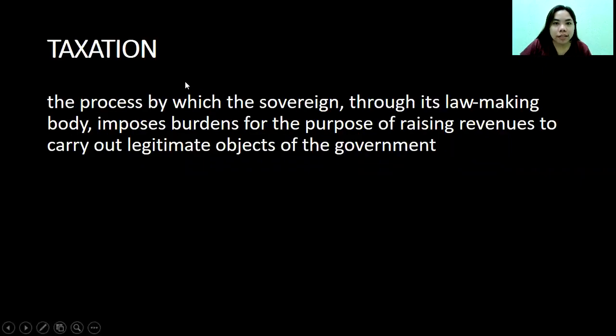So, first, what is taxation? Taxation is the process by which the sovereign, through its lawmaking body, imposes burdens for the purpose of raising revenues to carry out legitimate objects of the government. This is the process of the government in order to generate revenues, to raise revenues for public purpose. So, amo na sa taxation. It is the income generating process of the government, the imposition of taxes.